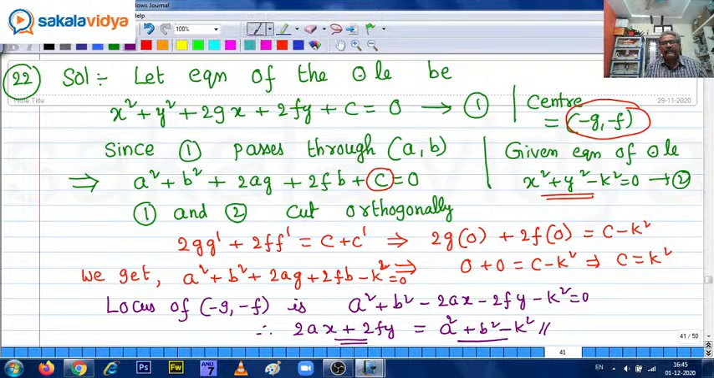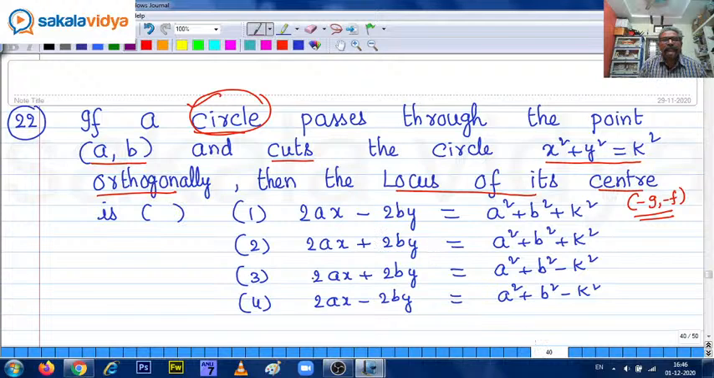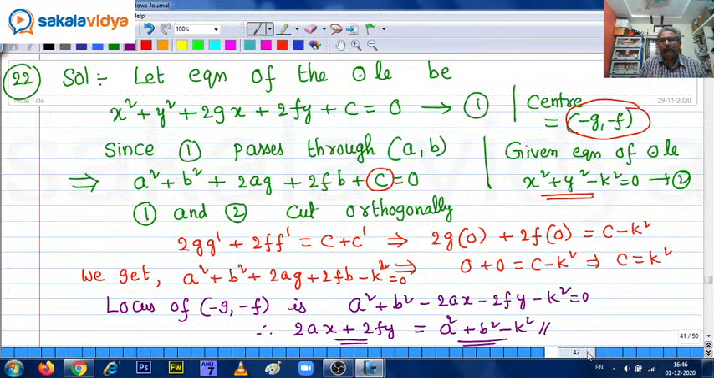So my dear students, please go through the method. I think you might have understood this process. Shall I move to the next problem? Are you there? So here the third one is the right option.